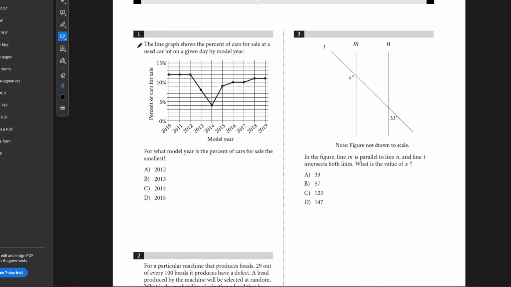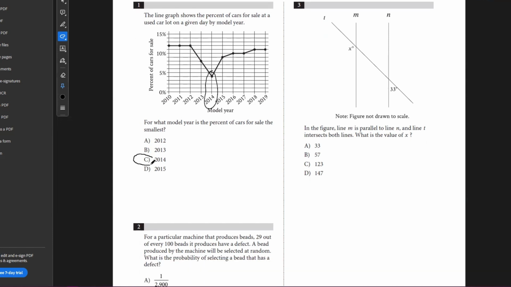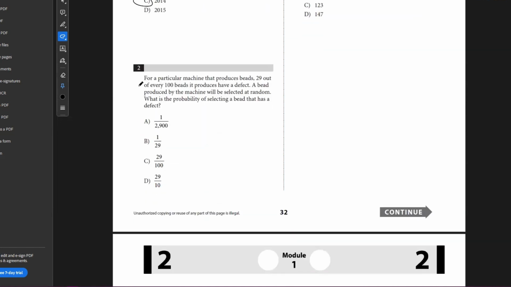Alrighty, so the first question is: the line graph shows the percent of cars for sale at a used car lot on a given day by model year. For what model year is the percent of cars for sale the smallest? So this is actually a very basic question, and when you look at this graph, you basically get attracted to this 2014 model year of car sales, and it's 5%, which is the least amount on this graph. So your answer choice is going to be C. Let's go to question 2.